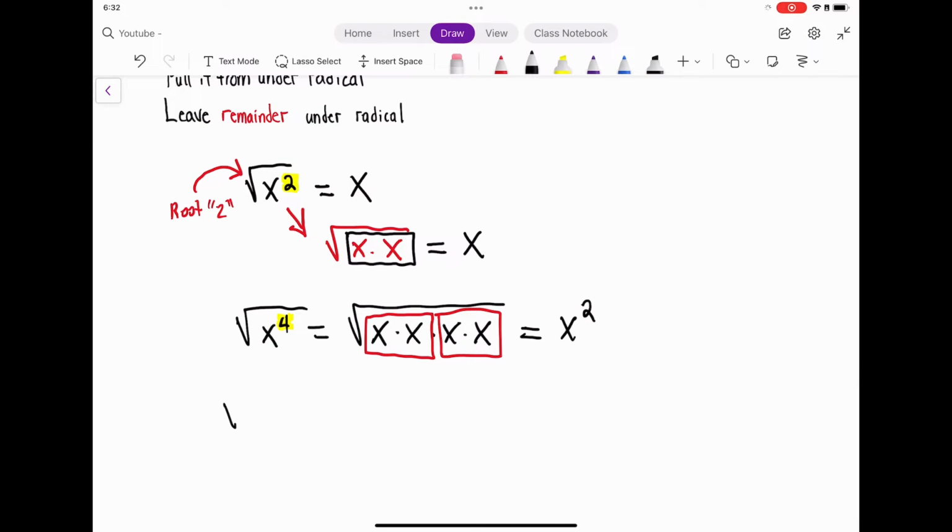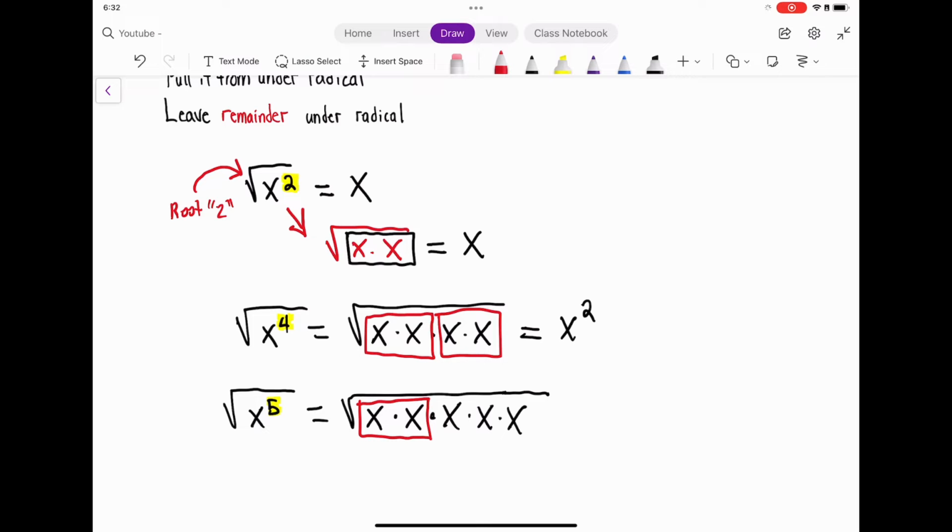But what if in the problem we have an odd exponent? So we had radical x to the fifth power. We cannot divide 5 by 2 evenly, but what we can do is split it. So let's write this out. We have x times x times x times x times x, radical x to the fifth power. And every 2 consists of one pair. So that's our first pair. This is our second pair.